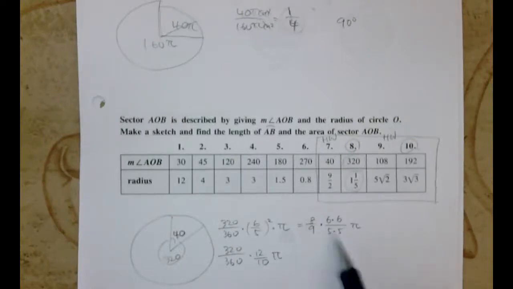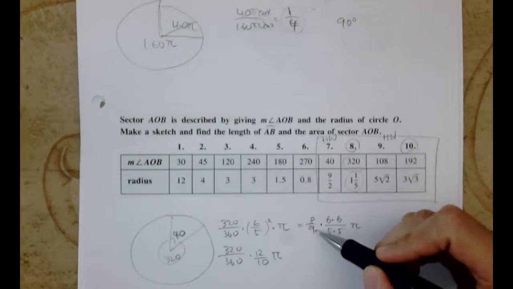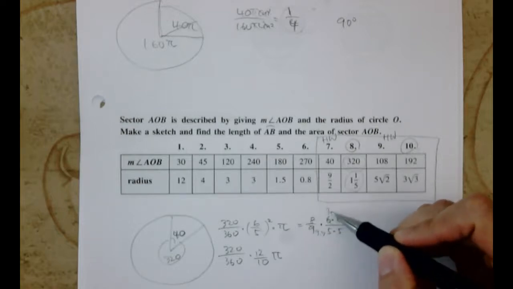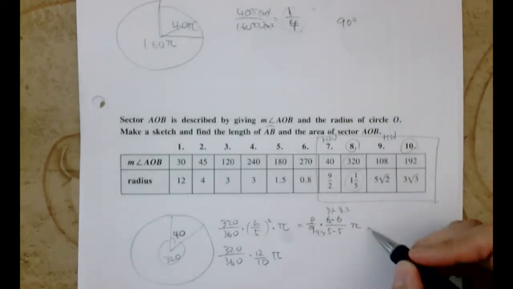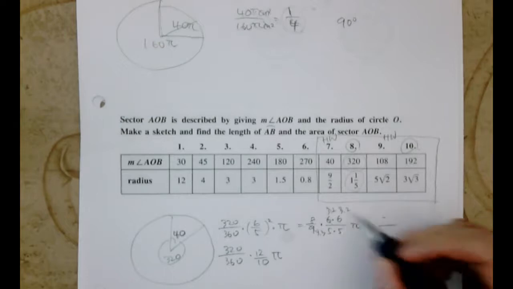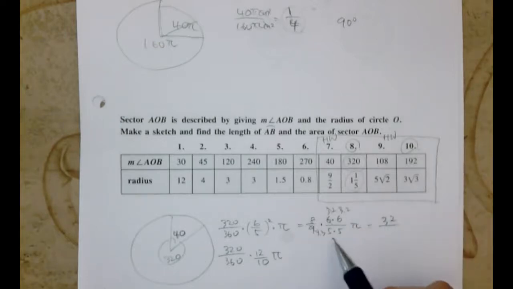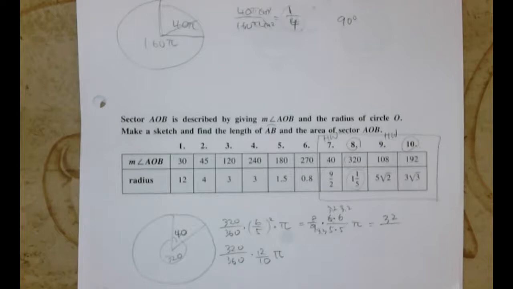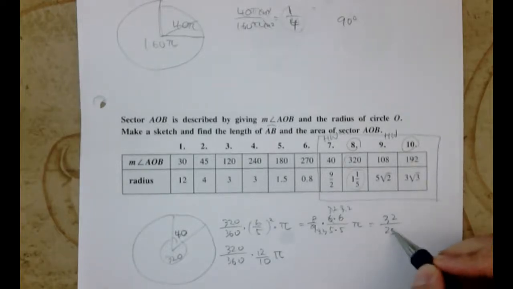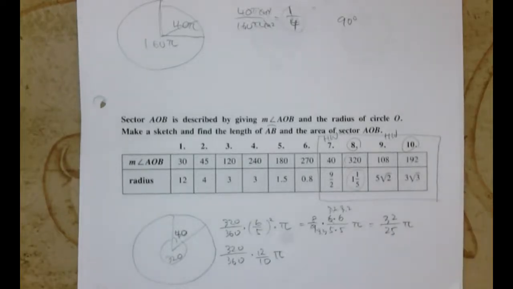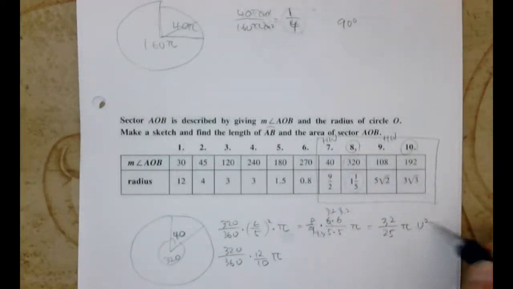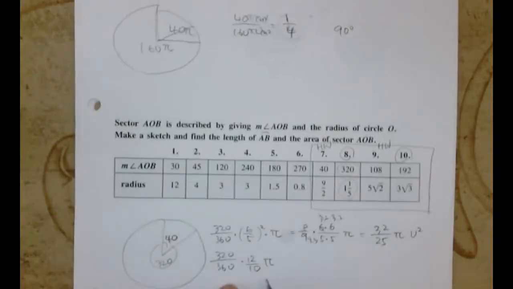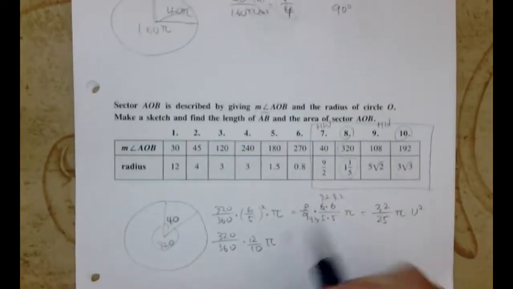Okay, so nothing cancels here, but here, this is 3 and 3, and there is a 3 and 2, 3 and 2, so 3 and 3 cancels, and what's left is 4. So that's 4 times 8 is 32, 25 times 1, right? So 25 pi. Okay, and there is no unit here, so that's unit squared because this is the area. And the sector is the length, so the unit is just the unit.